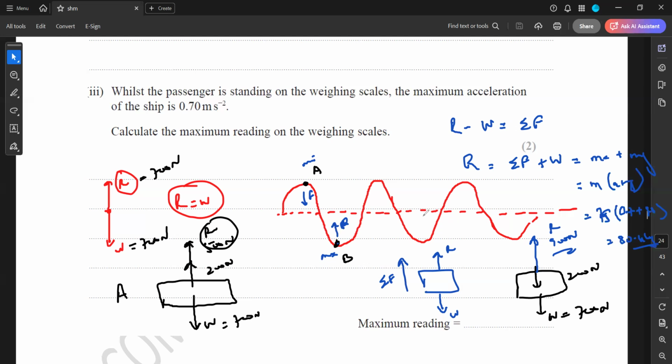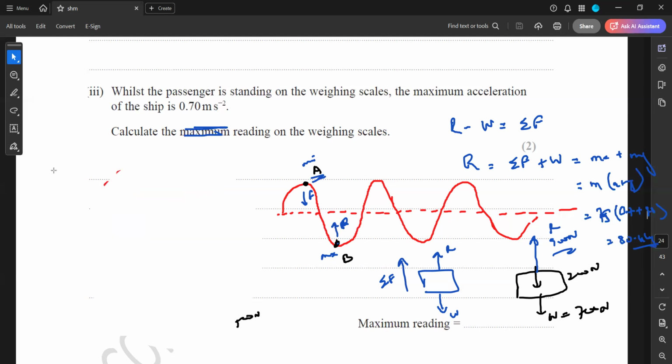Same way, when it is above the equilibrium position, let's say they ask for the minimum reading. How will you solve if you need a minimum reading? When an object undergoes simple harmonic motion, the resultant force is toward the center. So it means the resultant force is downward. If the resultant force is downward, it means the weight should be greater than the normal contact force. So W minus R is equal to the resultant force.